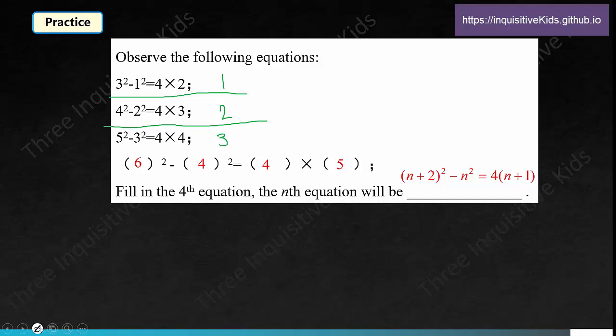That's the answer. This is a really simple find-the-pattern, fill-in-the-blank type of question. It's already out there. You just had to fill in an equation and then write the nth equation.